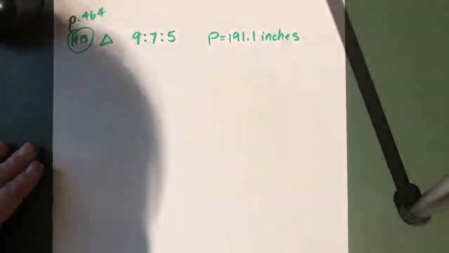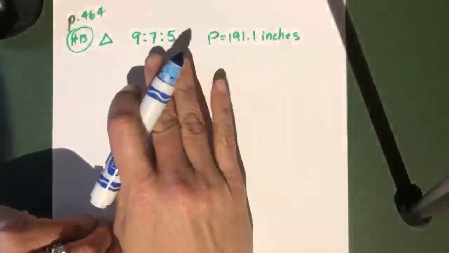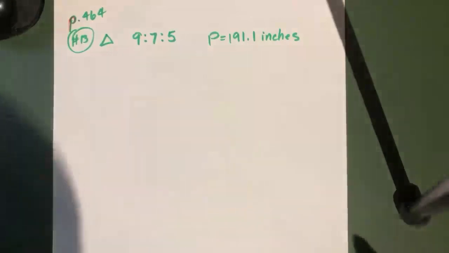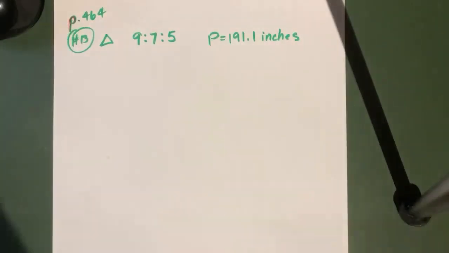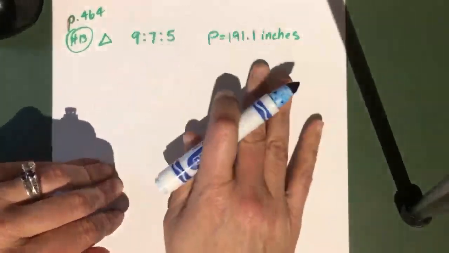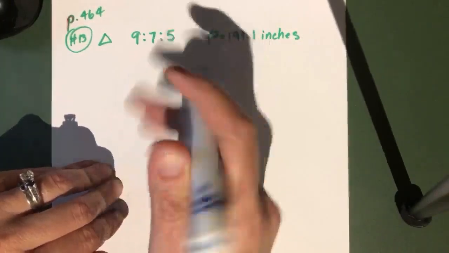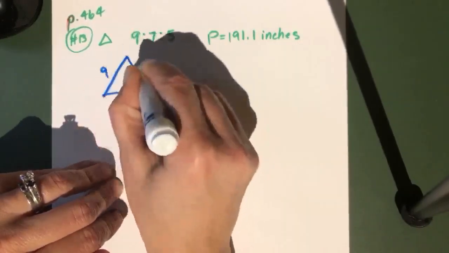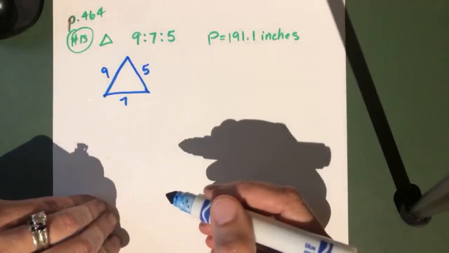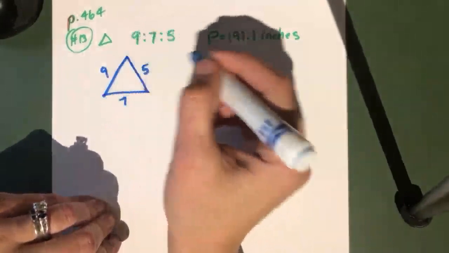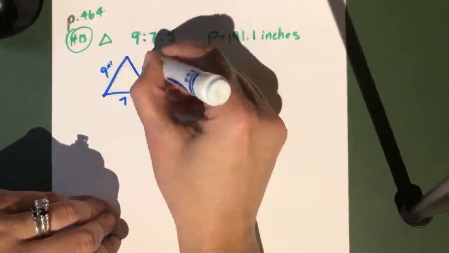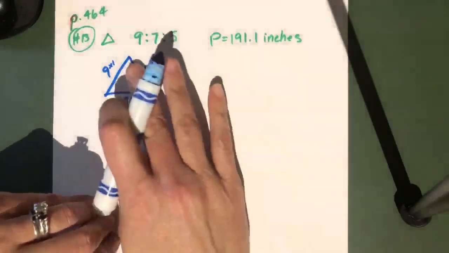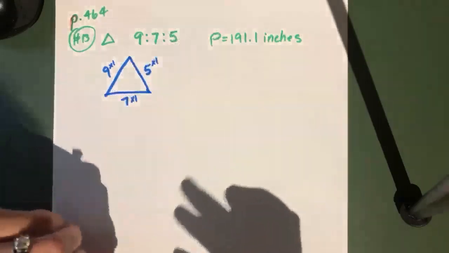Okay, so first of all, what we're looking at here is we've got a triangle. It's a 9 to 7 to 5 ratio. Some random triangle with a 9 to 7 to 5 ratio that has a perimeter of 191.1 inches. Well, what's the smallest triangle that has a 9 to 7 to 5 ratio? Well, the smallest triangle to have a 9 to 7 to 5 ratio is the 9-7-5 triangle, right? Now think about this. 9 to 7 to 5. That's technically 9 times 1, 7 times 1, 5 times 1, right? That's the smallest triangle that we can draw that's in a 9 to 7 to 5 ratio, okay?